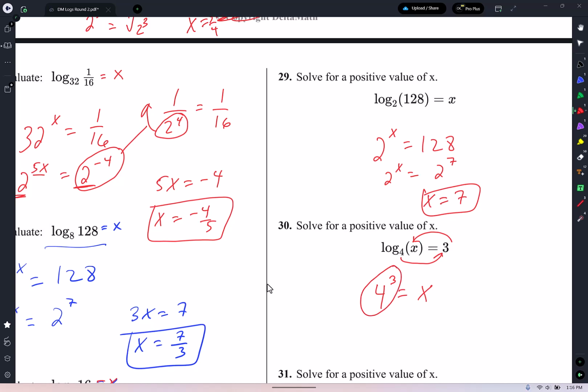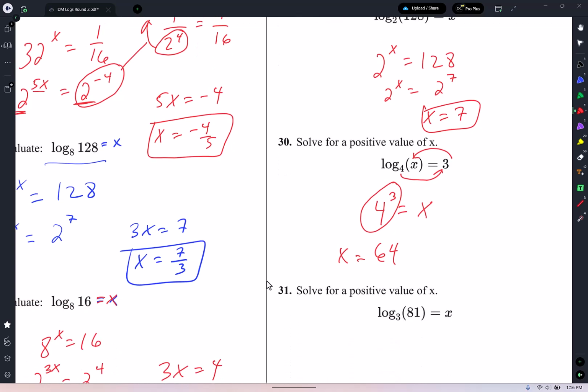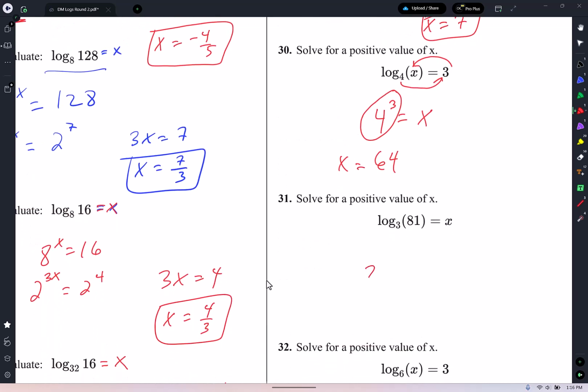4 times 4 is 16, sorry. 16 times 4 is 64. So 64 is your answer. Sorry, brain fart. 3 to the power x equals 81. Well, 3 to the power 1 is 3. 3 to the power 2 is 9. 3 to the power 3 is 27. 3 to the power 4. X equals 4. And I'll show you because that is 3 to the power 4. 9 times 9 is 81.